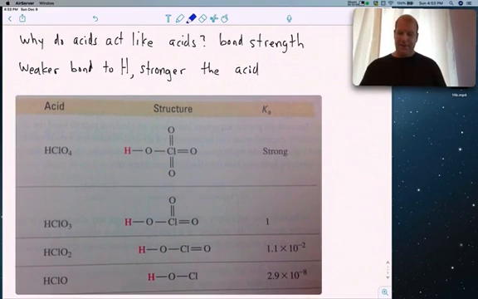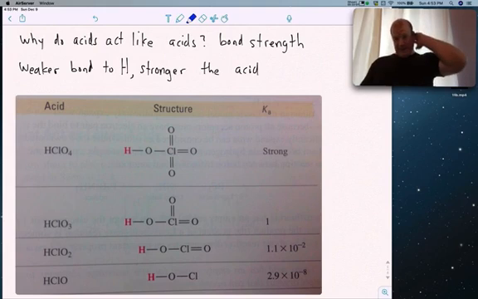So, changing topics, maybe the philosophy of chemistry. Why do acids act like acids? What is it? It's the bond strength. So the weaker the bond is to the hydrogen, the stronger the acid.